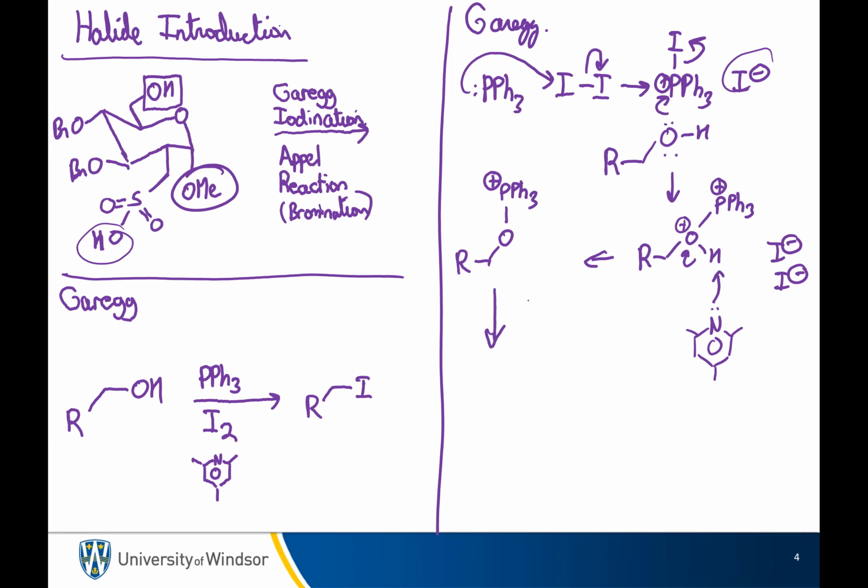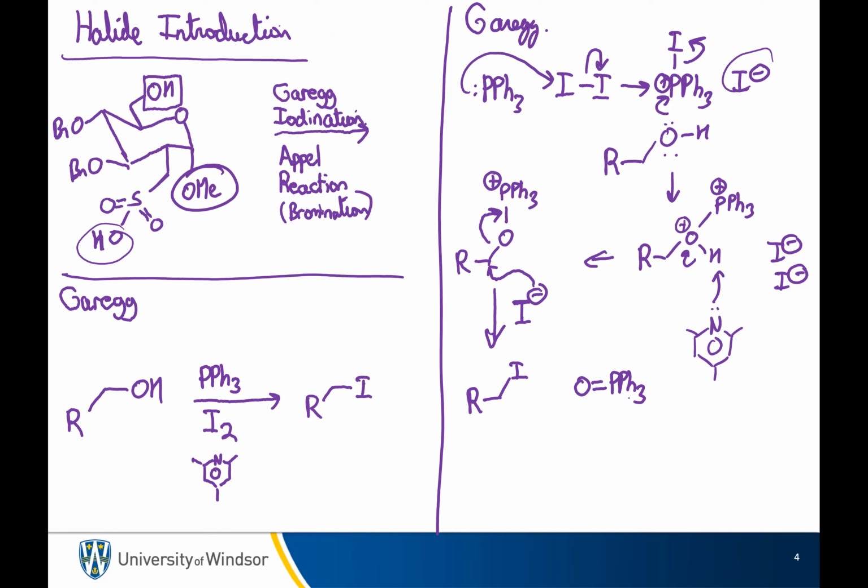So now what happens is one of our iodides can attack that carbon, break off the oxygen, which can then make its double bond to phosphorus, and it's happy. Note the phosphorus is now neutral. And we're done. So this is a Garegg iodination. What we've done is we've traded an oxygen for an iodine.